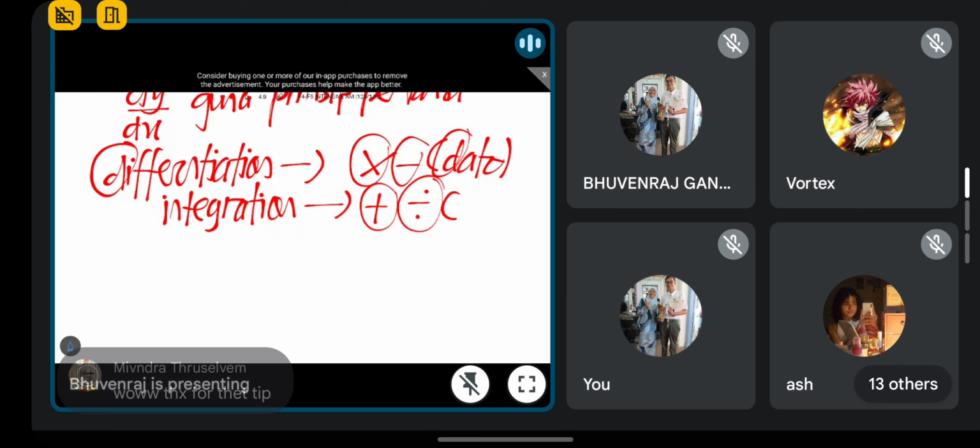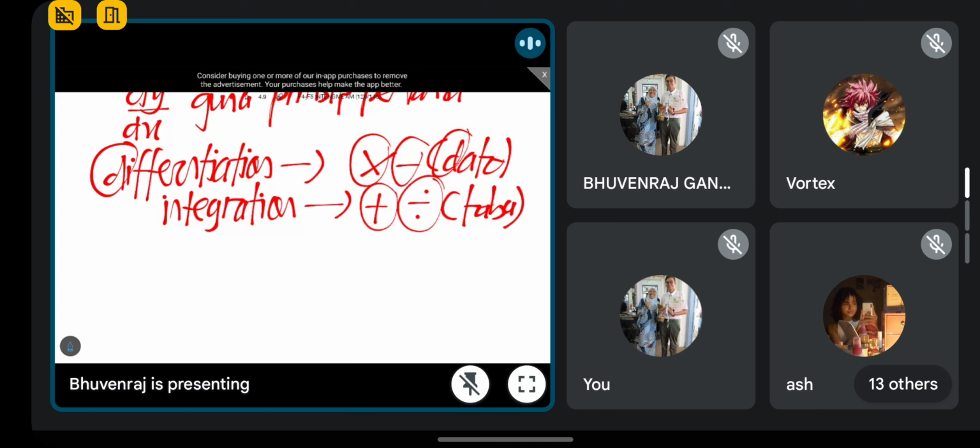So, integration will be the other one. Taba. Okay? So, you just remember for differentiation only. Times minus. Because sometimes you guys might have a tendency to switch.